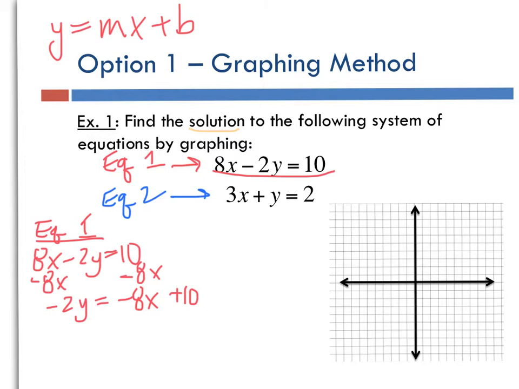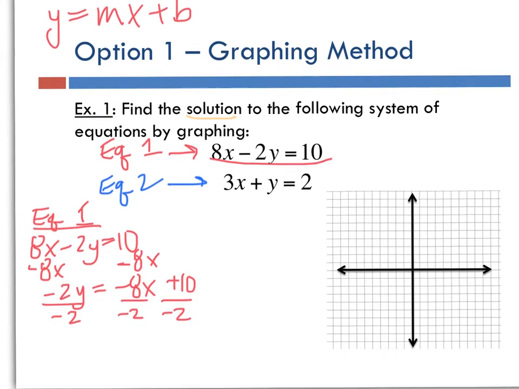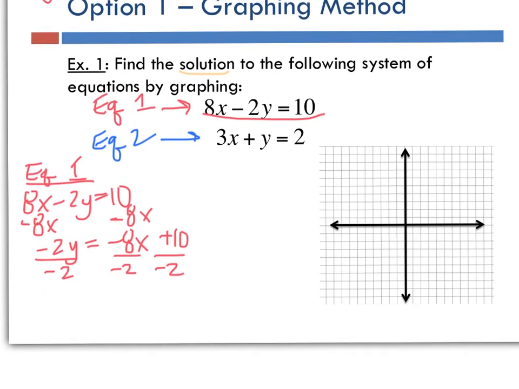Now what can I do to get the y by itself? Divide by negative 2, divide by negative 2, and divide by negative 2. Let me just scoot this up a little bit more. So then these negative 2s cancel out. You get y equals, what's negative 8 divided by negative 2? It's going to be positive because a negative divided by a negative is positive, so positive 4x. And 10 divided by negative 2, it's going to be negative because we're dividing by a negative, so 10 divided by negative 2 is negative 5. So this is our first equation. Not the answer though, it's just the equation.